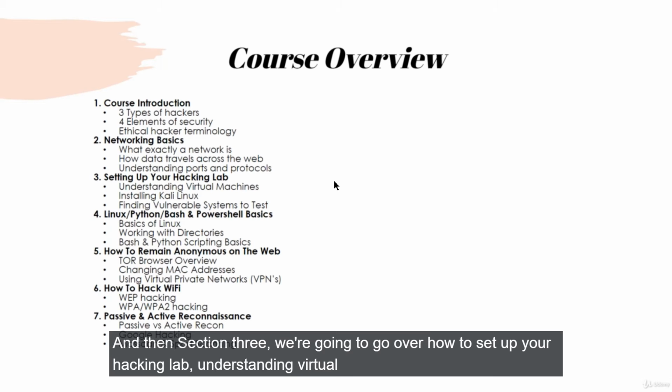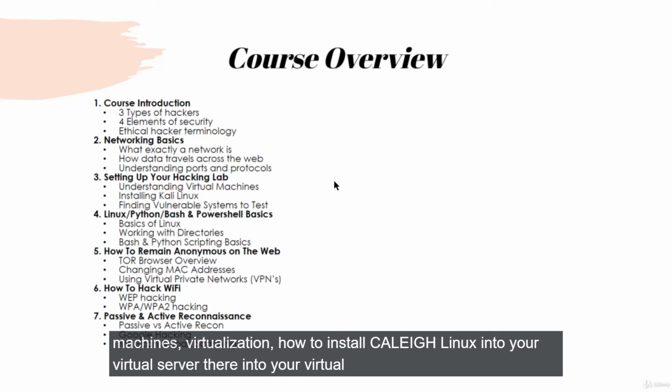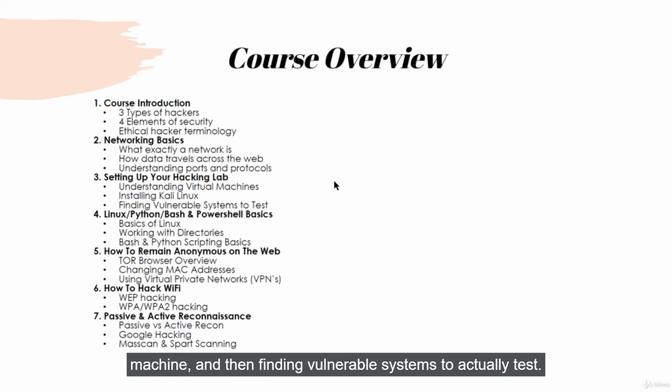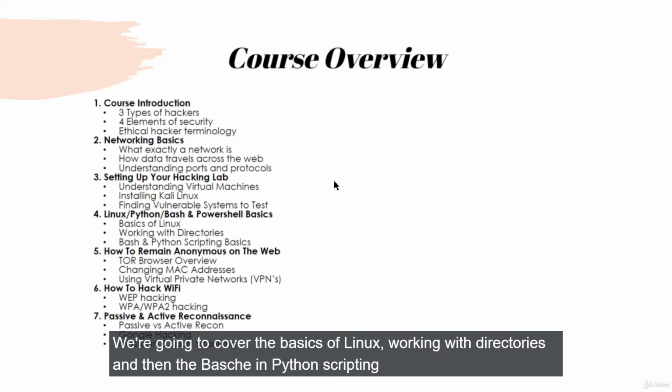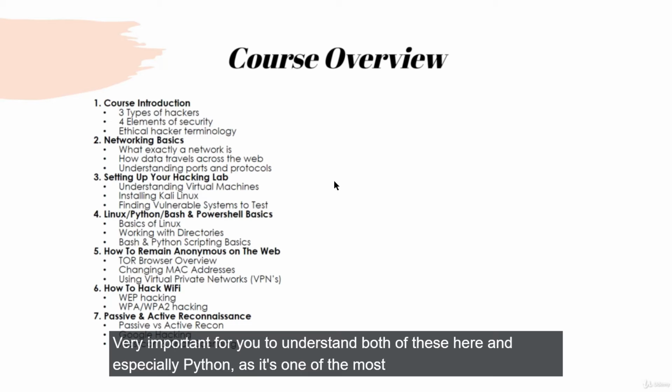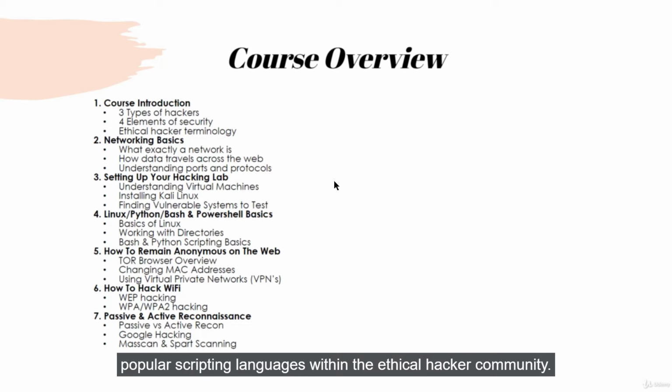And then section 3, we're going to go over how to set up your hacking lab, understanding virtual machines and virtualization, how to install Kali Linux into your virtual machine, and then finding vulnerable systems to actually test. And then section 4, we're going to go over the Linux, Python, Bash, and PowerShell basics. We're going to cover the basics of Linux, working with directories, and then the Bash and Python scripting basics. Very important for you to understand both of these, and especially Python, as it's one of the most popular scripting languages within the ethical hacker community.